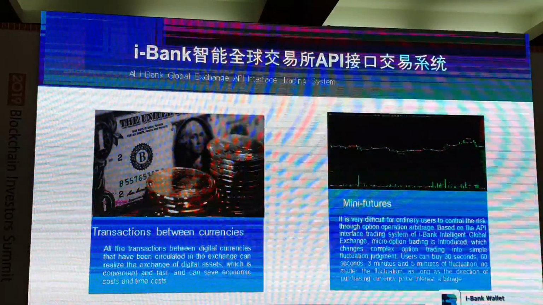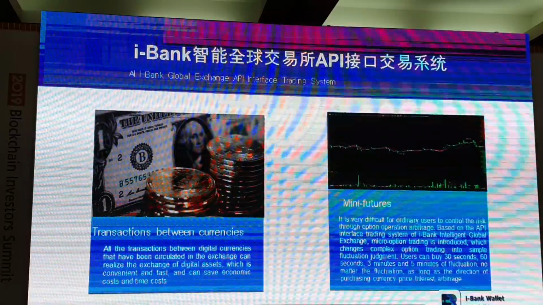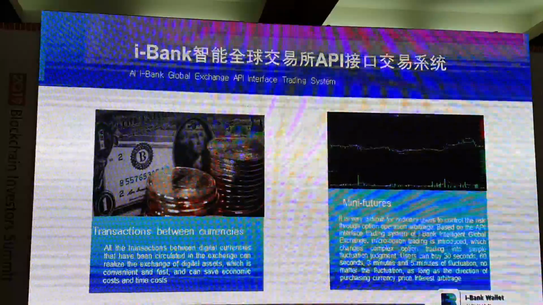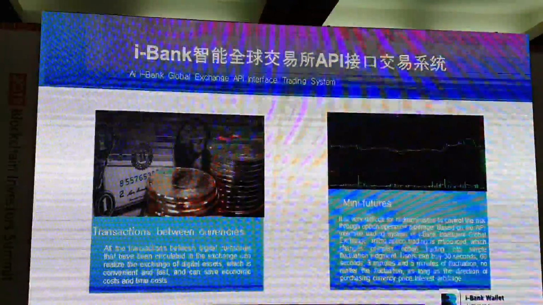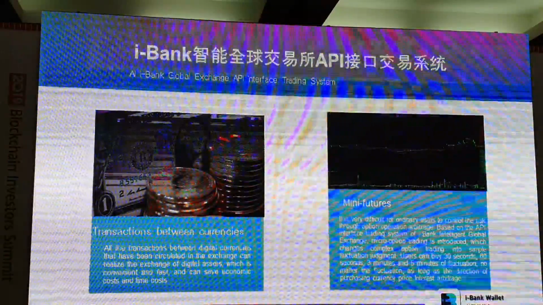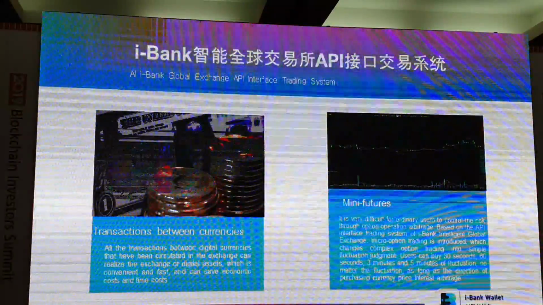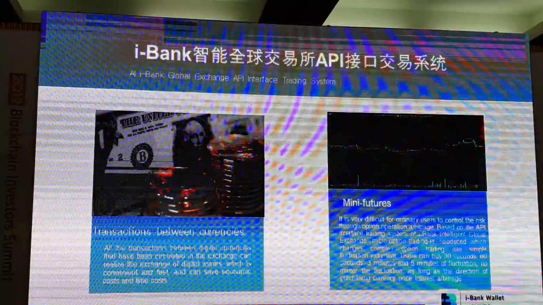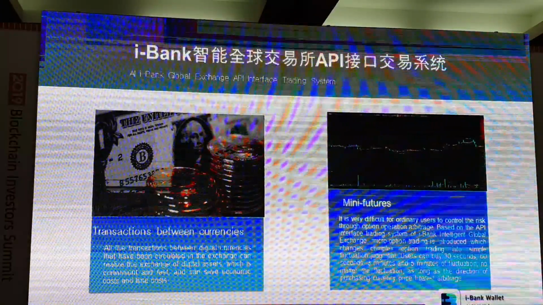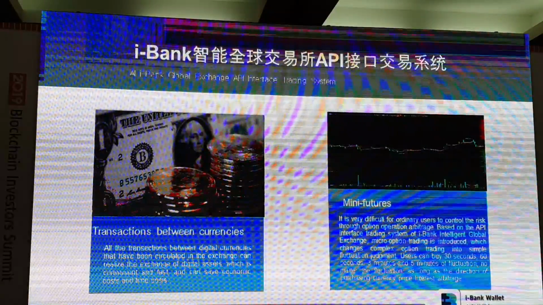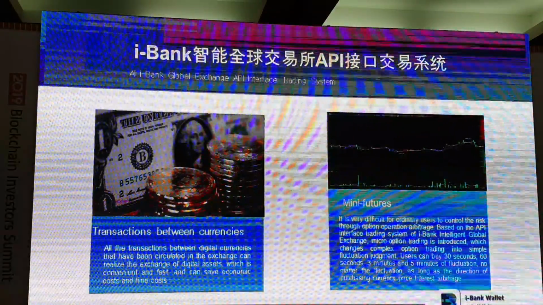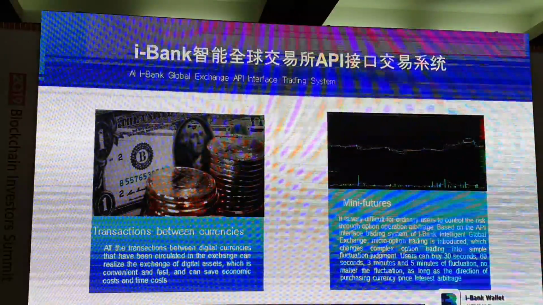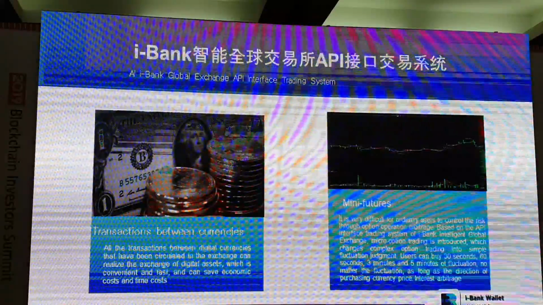So it's about the ibank global exchange API interface trading system. The first one, transaction between currencies. Using the ibank application, it's possible to convert one cryptocurrency into another. It's so convenient and easy. Next, it's about mini futures. This function allows you to buy time. You are able to buy 30 seconds, 60 seconds, 1 minute, or even 5 minutes. It doesn't matter about fluctuation, totally. It's about the direction of the purchasing currency price. So this is the most important.